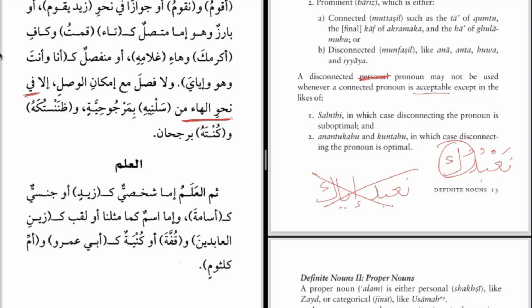They said salnihi, in which case disconnecting the pronoun is suboptimal. Bimarjuhiyah. Suboptimal. Okay, that's not a bad word there. It's outweighed. To detach the ha is outweighed. If you did detach the ha, you'd say salni iyah. Salni iyahu. If you did detach it.